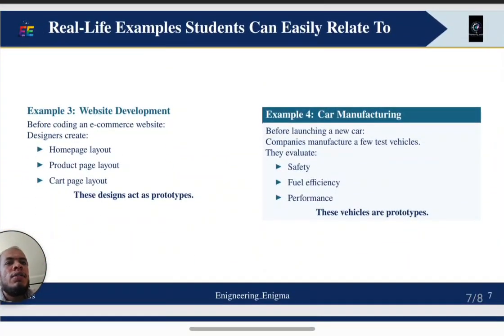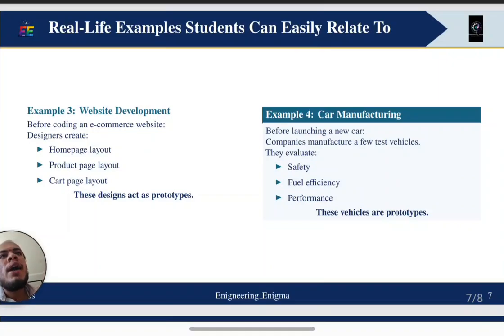And the third example is nothing but website development. Suppose Amazon wants to redesign its website. No developers immediately start coding. Designers first create layouts: home page layout, product page layout, cart page layout. These layouts are shown to users and feedback is collected. So improvements are made. Directly they are not posting. Only after approval does coding begin. So these layouts are nothing but the prototypes.